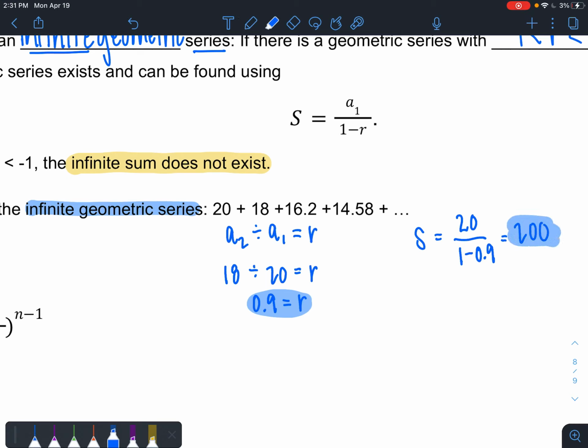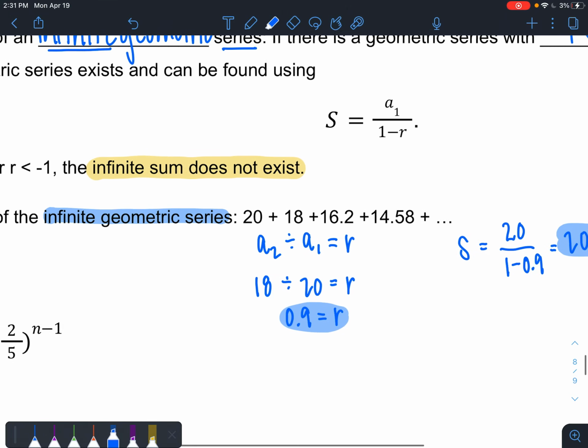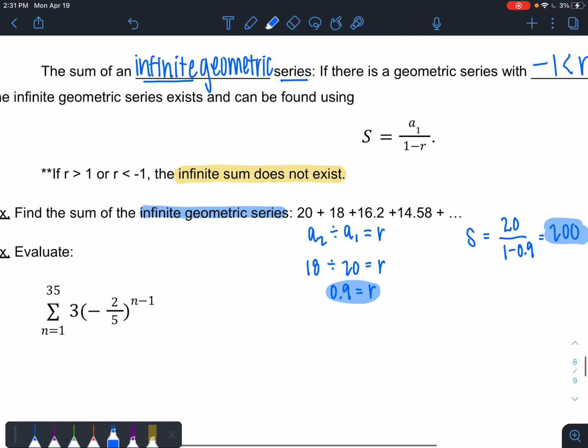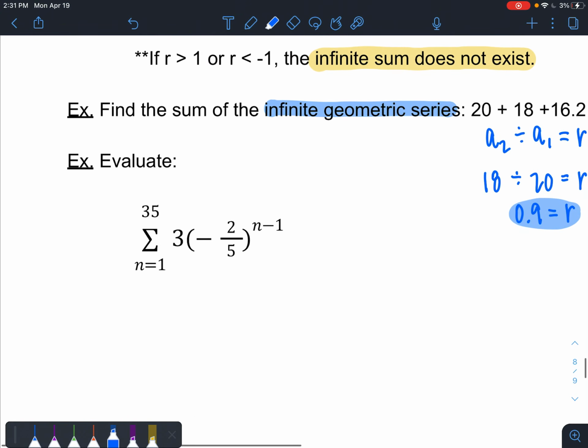or 200. So there we go. Okay, so it does have a value. It's kind of tricky because it goes on forever. So it does have a sum because it is a fraction. Where these infinite sums, if r is not between -1 and 1, then we can't find the value because it's getting too big or too small.